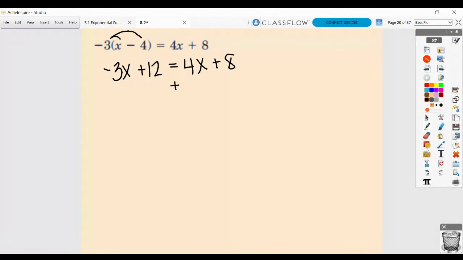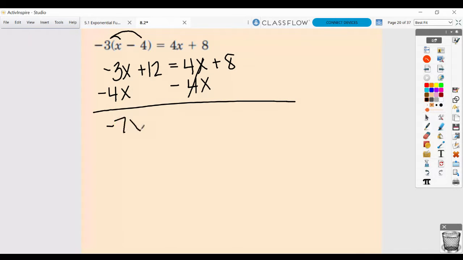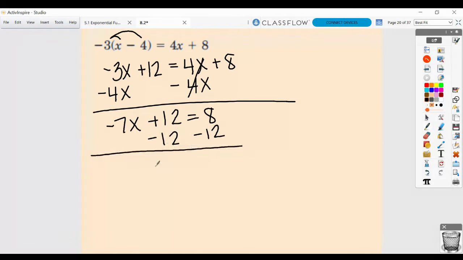So if I want to subtract 4 to bring it over to this left side, negative 3 minus 4 is negative 7. And then I'm going to subtract 12. 8 minus 12 is negative 4. Divide by negative 7. You can't actually divide 4 over 7, but these two negatives will cancel each other out, so you just get 4 sevenths.